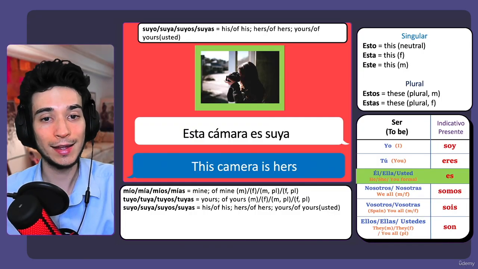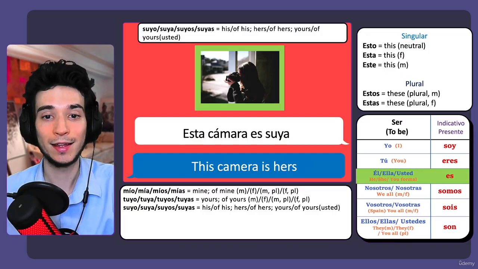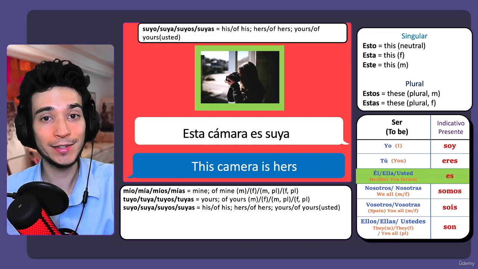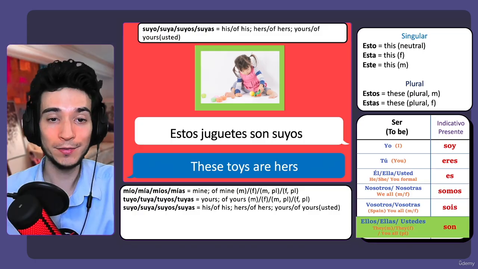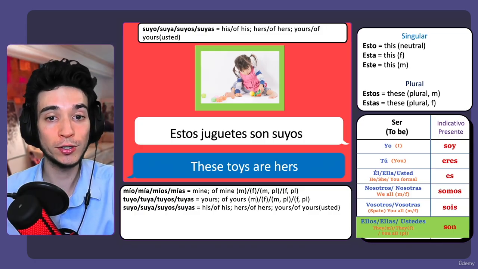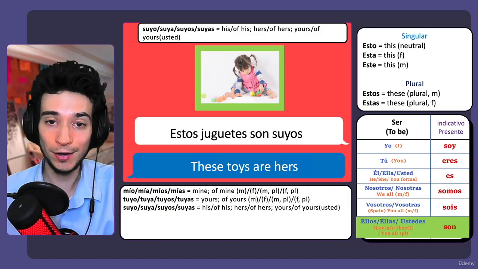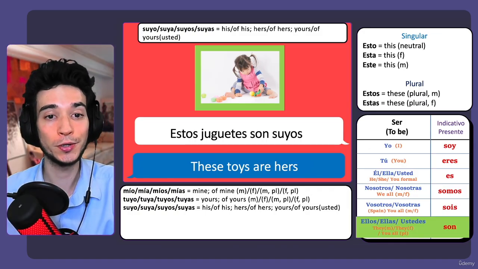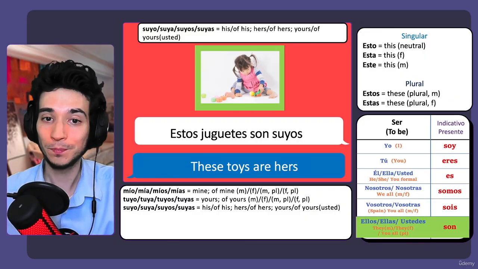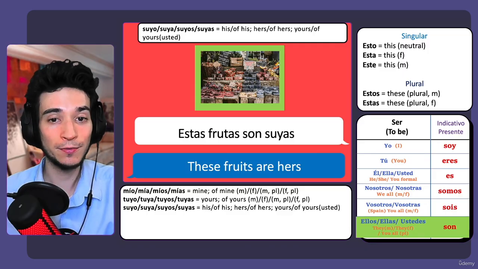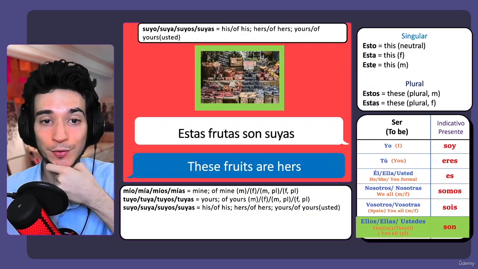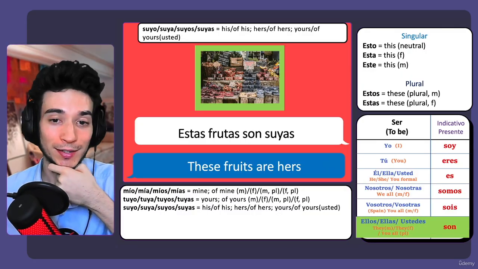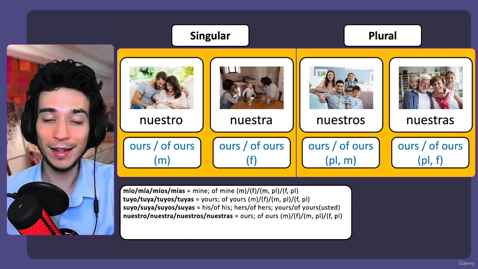And the next example. Esta cámara es suya. This camera is hers. And we have estos juguetes son suyos. These toys are hers. And the next one. Estas frutas son suyas. These fruits are hers. Frutas, because fruits are feminine. So frutas, suyas. Okay. And the next one.